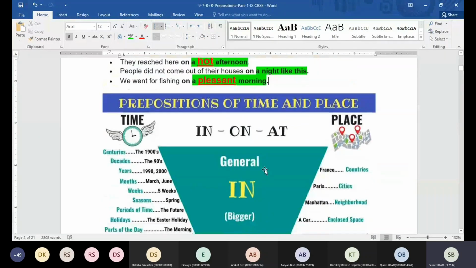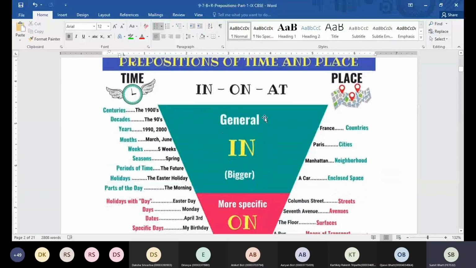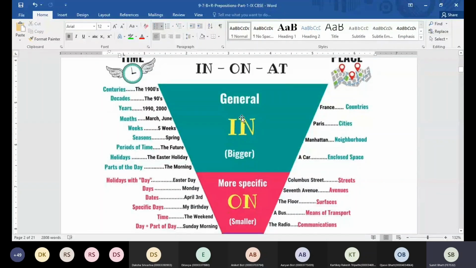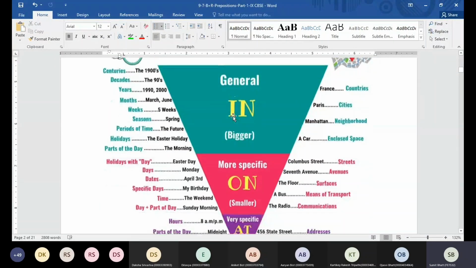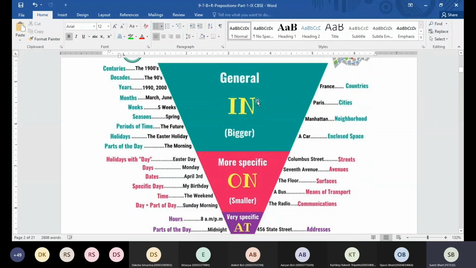Now we are going to focus on prepositions of time. This way we can understand about time, or do a quick recap of what we have understood. So don't focus on the right part, just focus on the part on the left. So see, guys, when I refer to general timing, we have some bigger timing in our mind. We are referring to centuries, decades, year, month, week, season, and period of time.